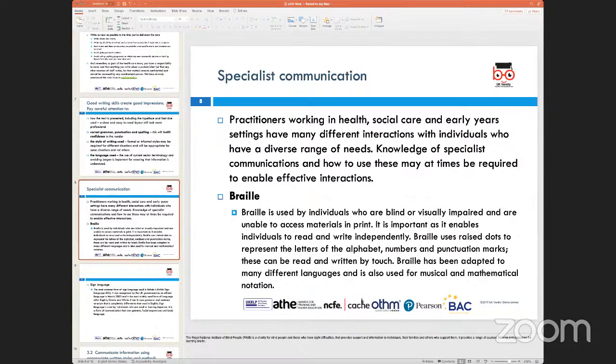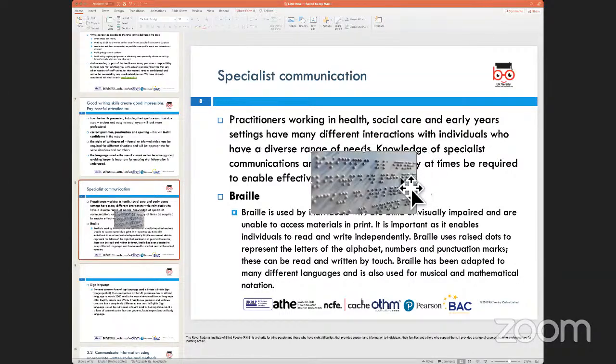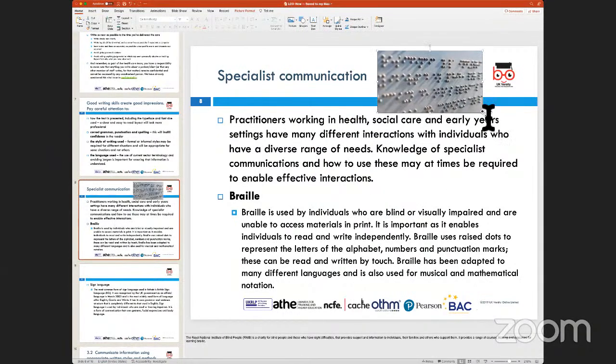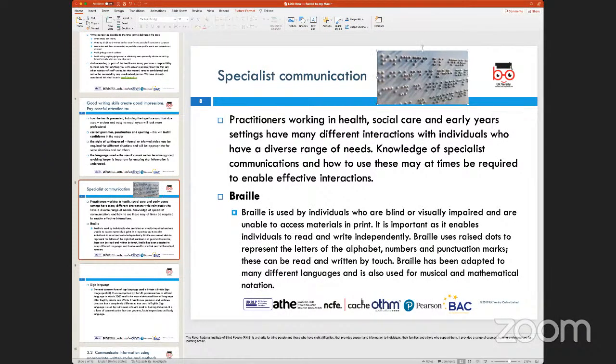So if I talk about, say, Braille or sign language, this is, for example, how you would generally see Braille, which is primarily a form of labeling that can be used on objects, which allows people to use touch to be able to read what is being said on that box.